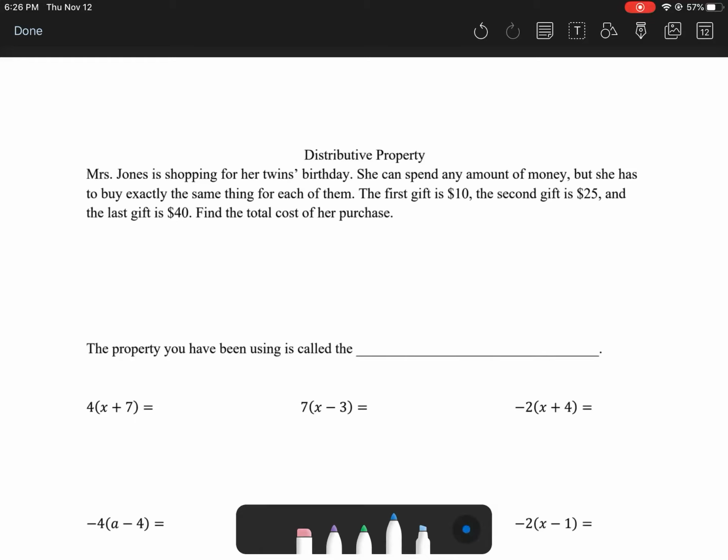Hey guys, today we're going to talk about the distributive property. I want you to try out this word problem first.